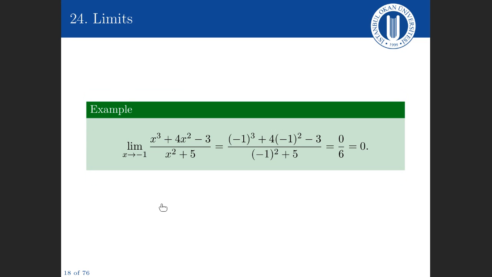For example, the limit as x tends to minus 1 of x cubed plus 4x squared minus 3 divided by x squared plus 5. We don't need to use the rules. We don't need to use the quotient rule or the difference rule or the sum rule, etc. anymore. We can just use the previous theorem. Because we have a rational function and because the limit of the bottom is not 0, we can just replace x by the number minus 1 and then calculate that this is equal to 0.